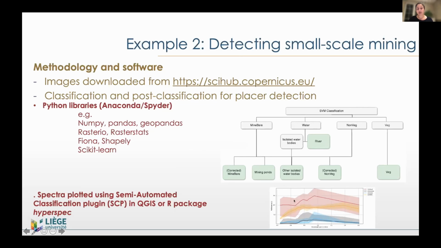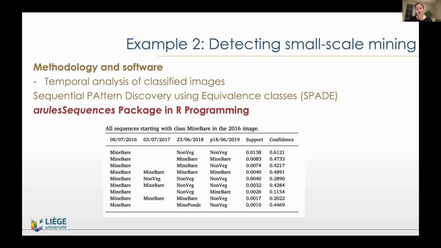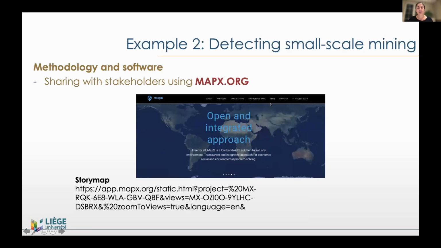And if you want to do some nice spectral plots, in QGIS, you can also use the semi-automated plugin or the Hyperspec R package. So it allowed us to do a lot of temporal analysis to understand the change. And one nice package that we used that I will just mention briefly is the SPADE. It allows you to understand sequences in time and if there are some patterns. And this is a package originally used for sales, so for like people purchasing from the supermarket and so on, to understand how the sequences occur and if they are meaningful. And we were able to do that also to understand how the miners are behaving with this geospatial approach.